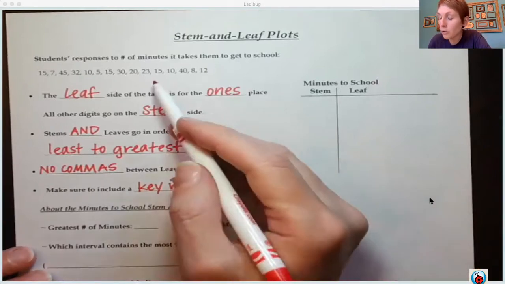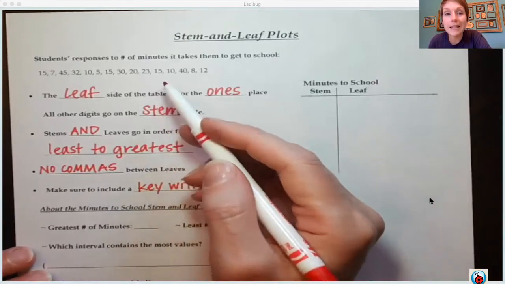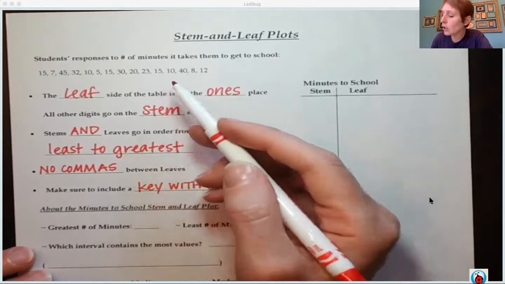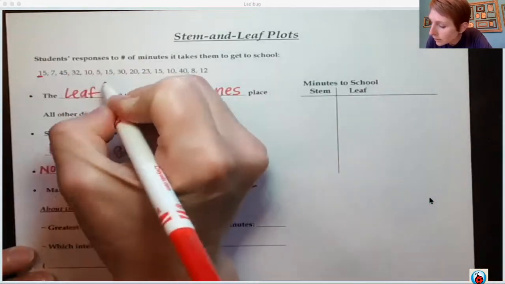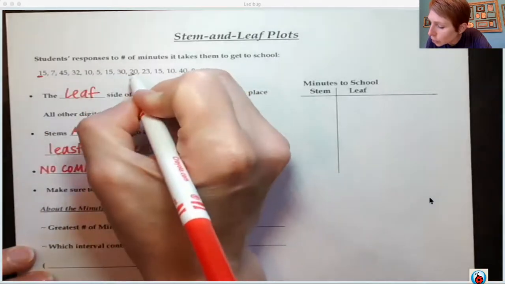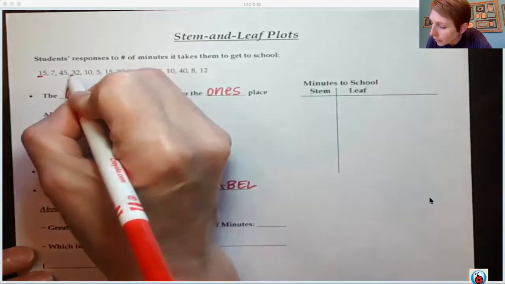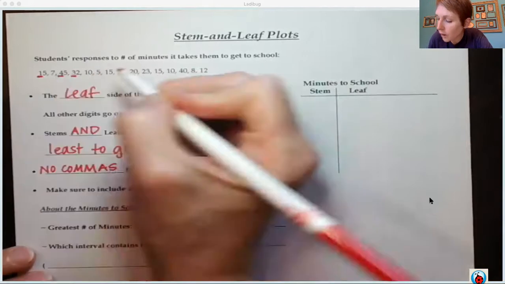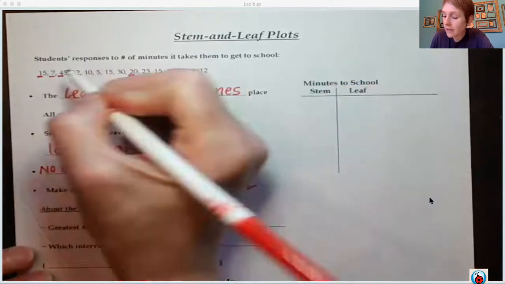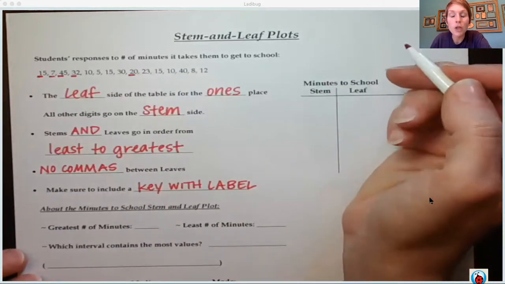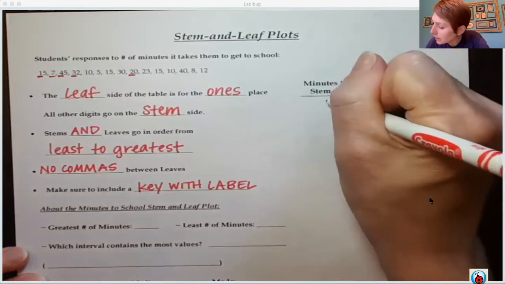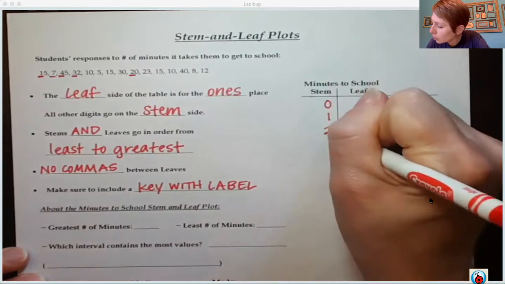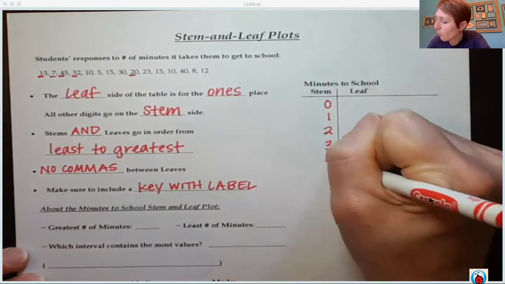First, let's go through and see what tens digits we have so we know what our stems are going to be. I have ones, I have some with 2, I have some with 3, I have some with 4, and then I have some that are going to have a 0. So from least to greatest, I'm gonna list those top to bottom here on my stem. 0, 1, 2, 3, 4.